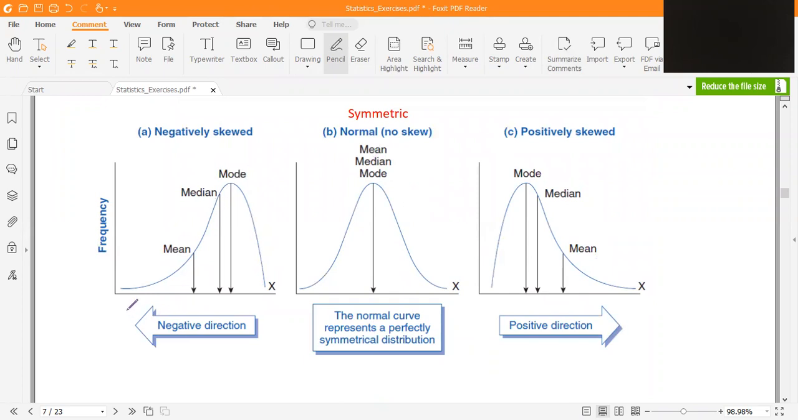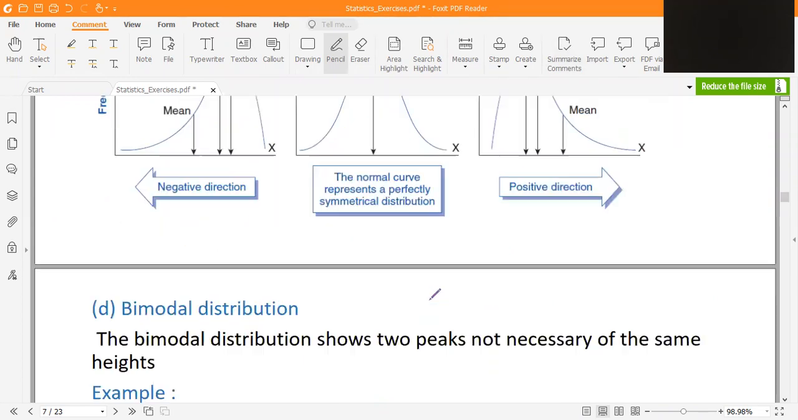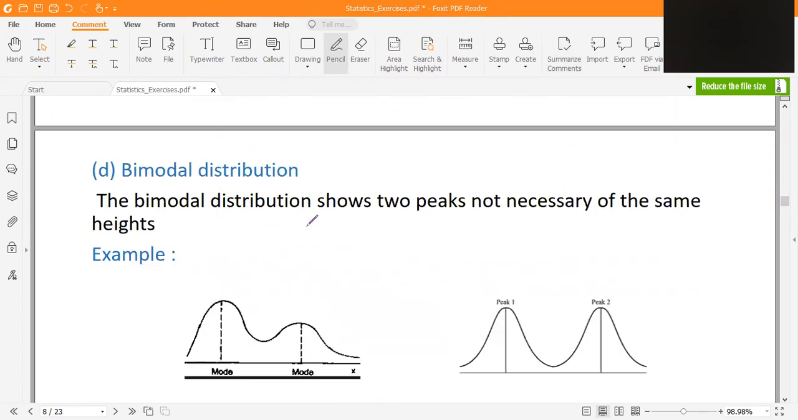In the negatively skewed distribution, we have the tail on the left, and in the positively skewed distribution, we have the tail of the distribution on the right. Okay, we should memorize these different shapes. And we have the bimodal distribution.